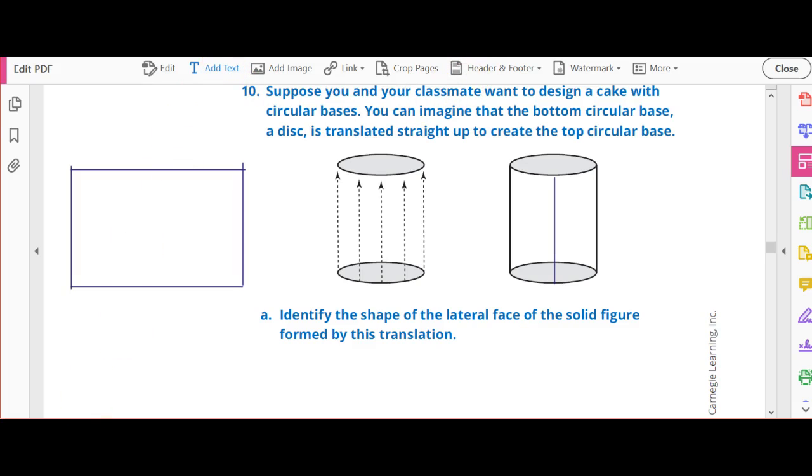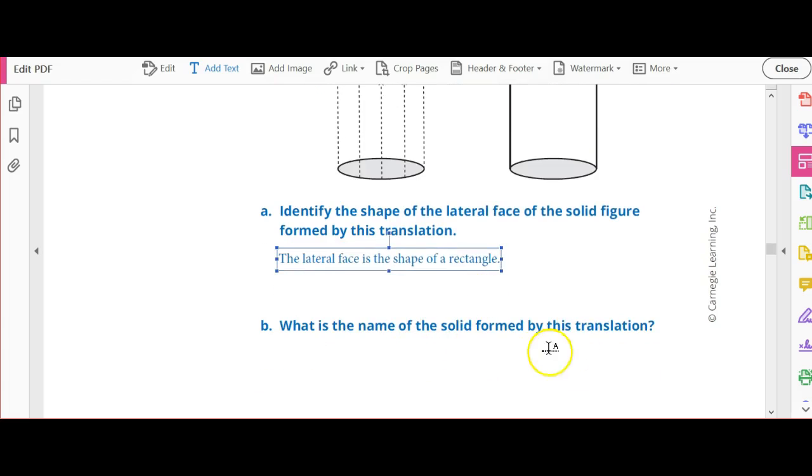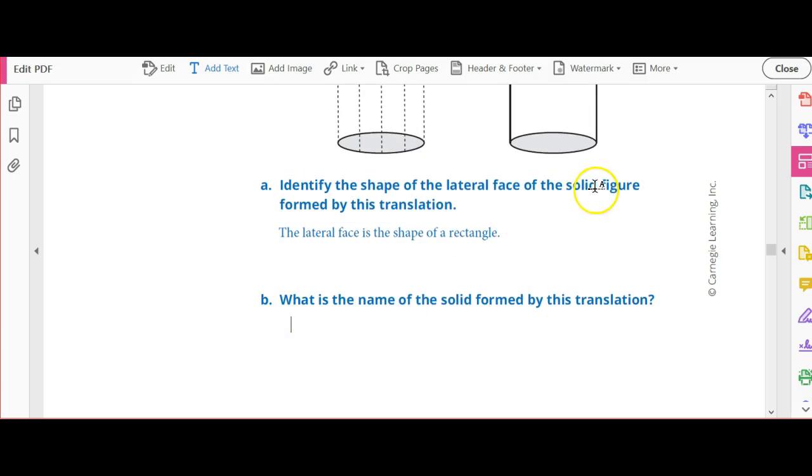We'll go ahead and start answering some of these questions. It says, identify the shape of the lateral face. So that shape is the lateral face is the shape of a rectangle. What is the name of the solid formed? Well, this would be a right cylinder. This is a right cylinder.